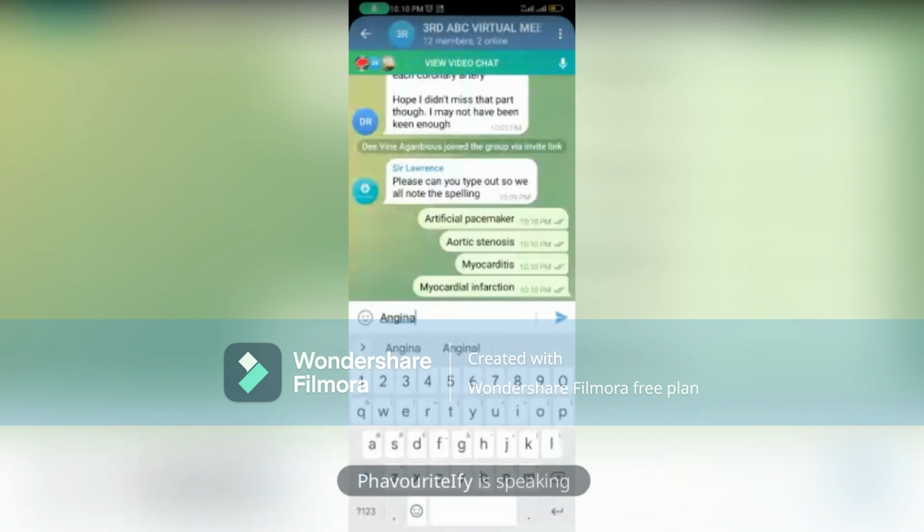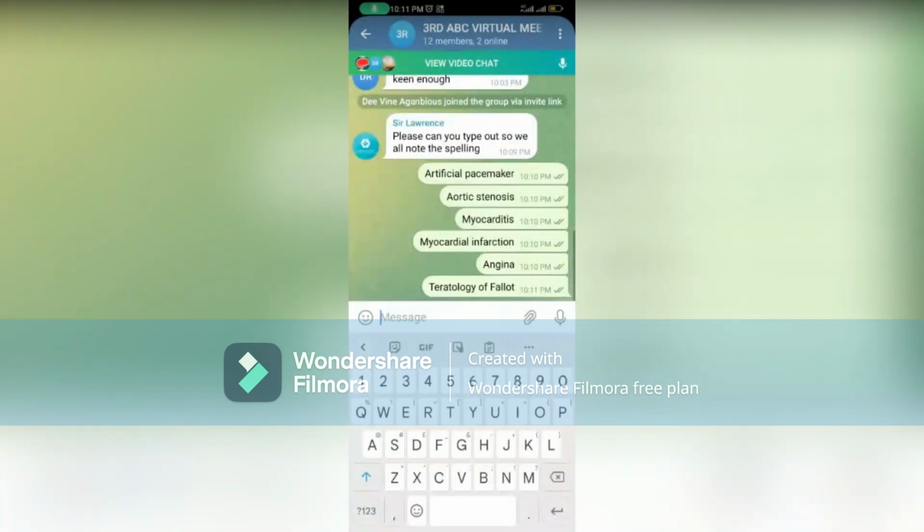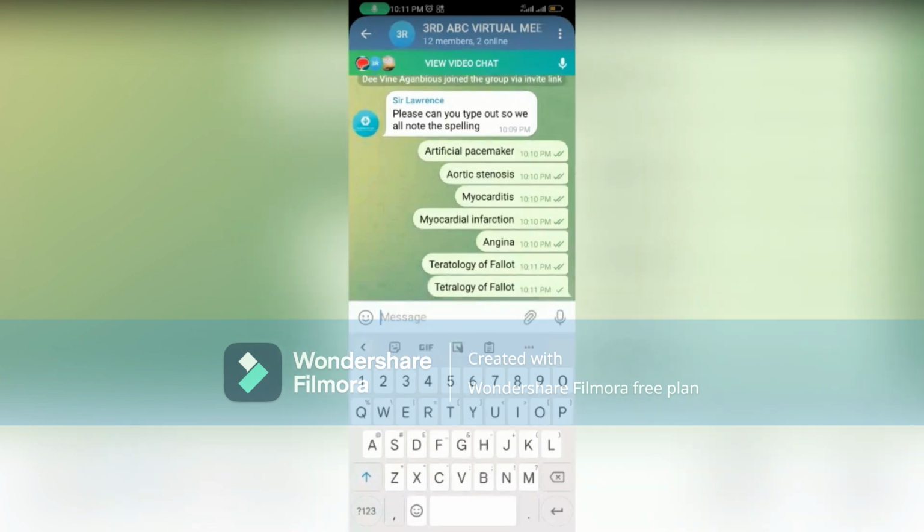Another one is angina, which refers to chest pain. So another one is tetralogy of Fallot. Tetralogy of Fallot is a congenital heart defect in which there are 4 abnormalities found. The abnormalities found there are overriding aorta. That is when the aorta is connected to both the left and the right ventricle.